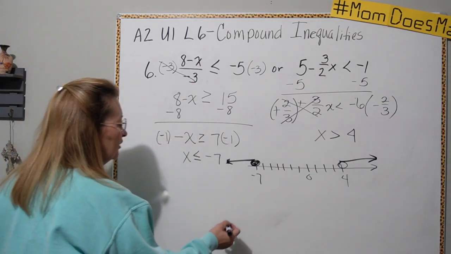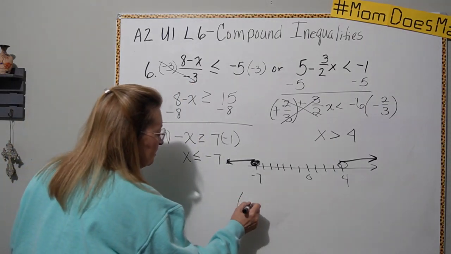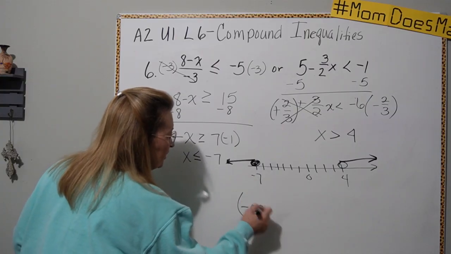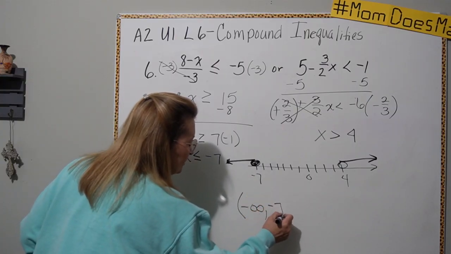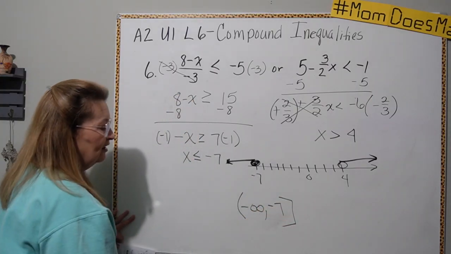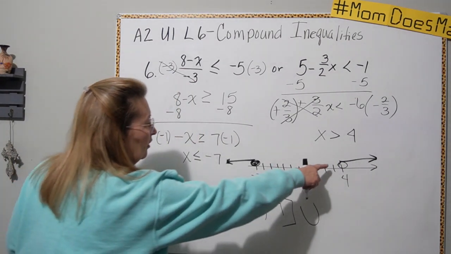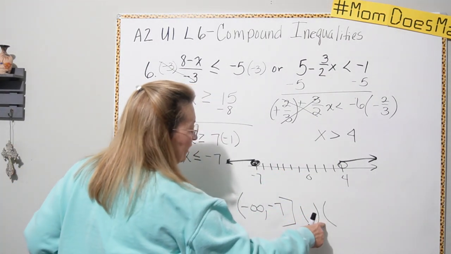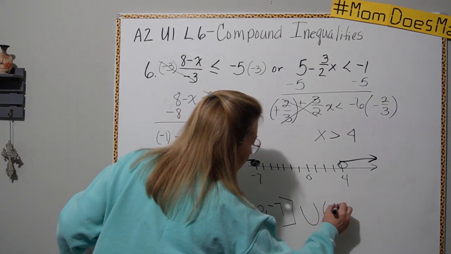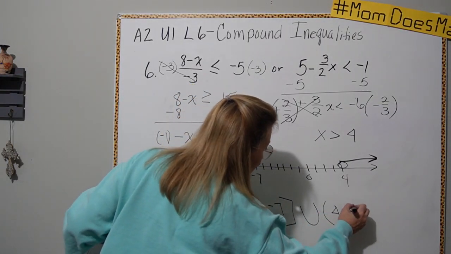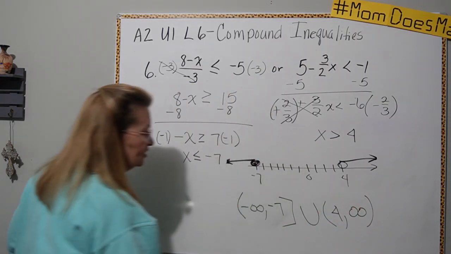Okay? Interval notation. Parenthesis, -infinity starts here, and it stops at -7, and that's a closed dot, so we need a bracket. Here's a gap, so put the U. All right, this means open dot, so we have parenthesis, 4, and that's going to go to positive infinity, which is parenthesis.